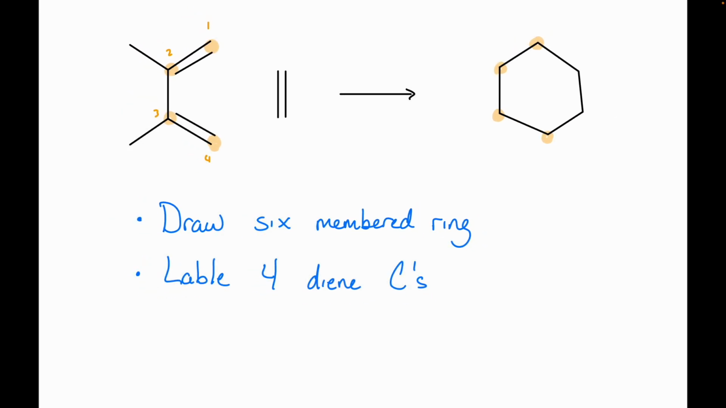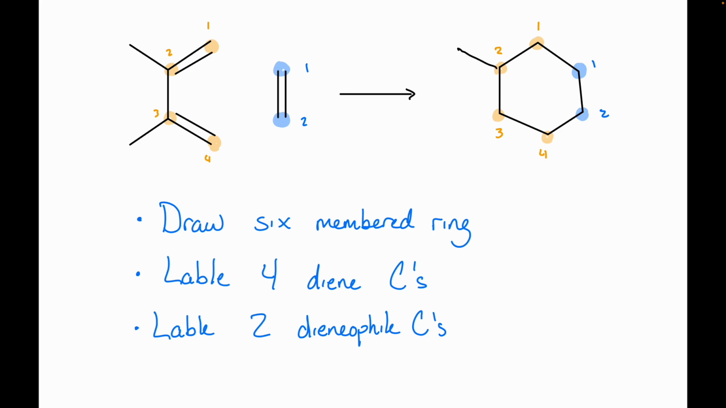Okay, we can do the same thing on the other side. We're going to label our 2 dienophile carbons. 1, 2. That means on the other side, these have to be carbons 1 and 2. All right. Now, we're not done yet. We got to map everything else. Right? So if there was a methyl group on carbon 2 on the left, there's got to be a methyl group on the orange carbon 2 on the right.